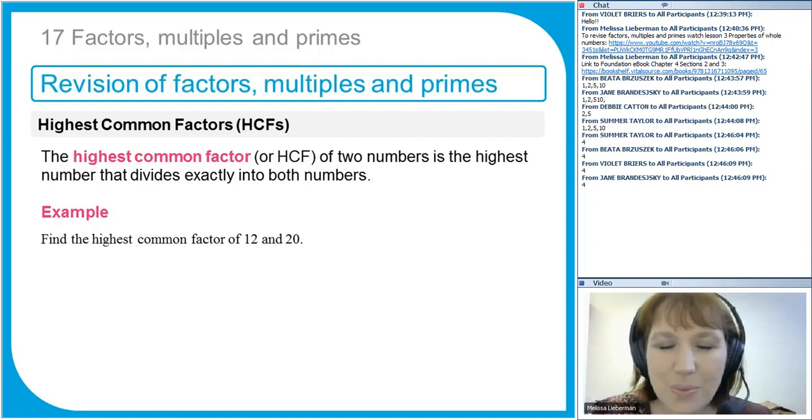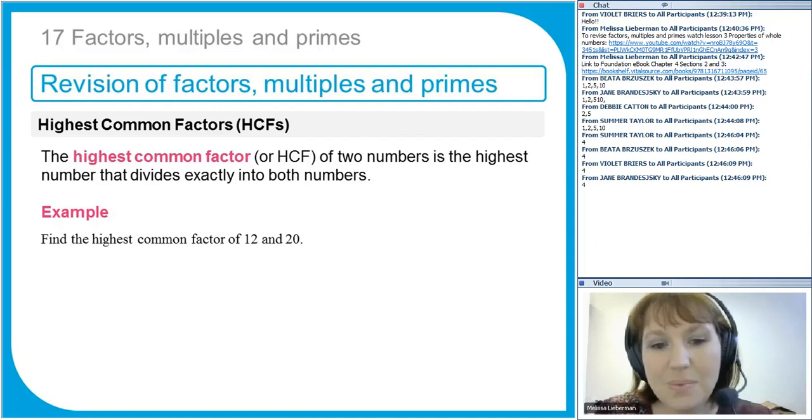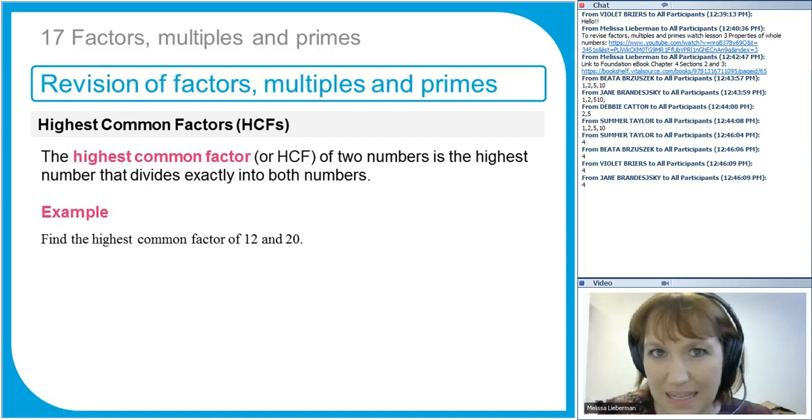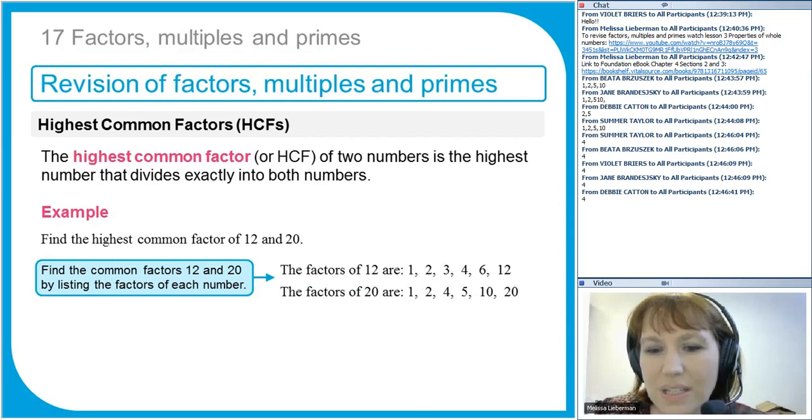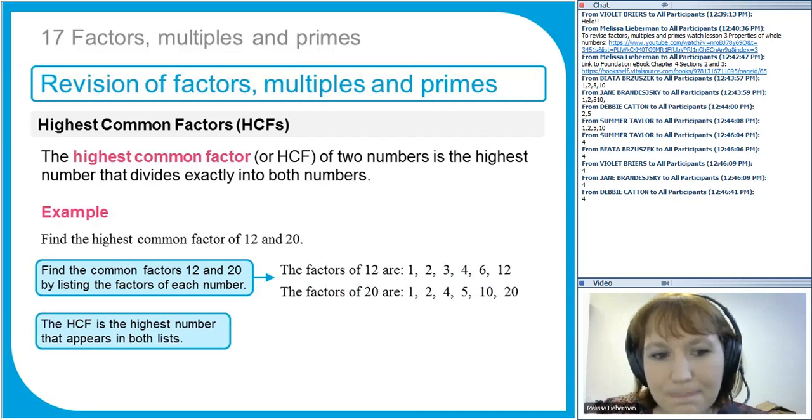So the way we normally do it for small numbers is we list all the factors of both numbers. We've already found factors of 20 a minute ago. List all the factors of 12, list all the factors of 20, and then look for the biggest number on both lists. You can kind of do it in your head. So the factors of 12 are here: 1, 2, 3, 4, 6, and 12. Those are all the numbers that divide exactly into 12 without leaving remainders, and the factors of 20 underneath. And then we just look at the list and we say, what's the biggest number on both lists?